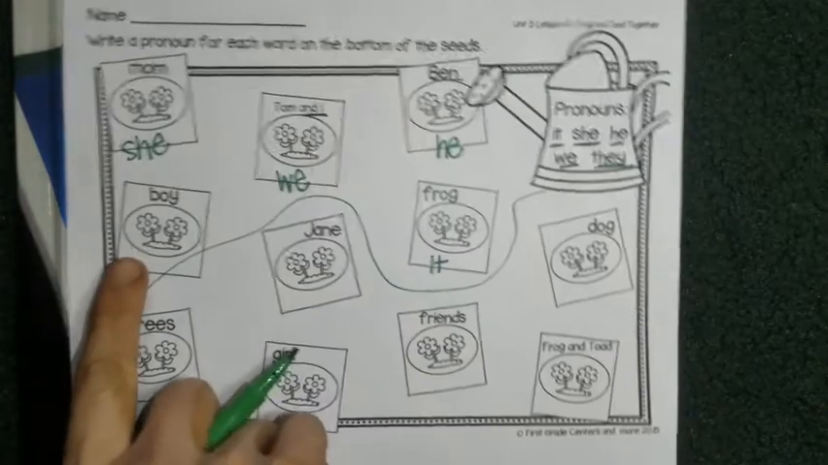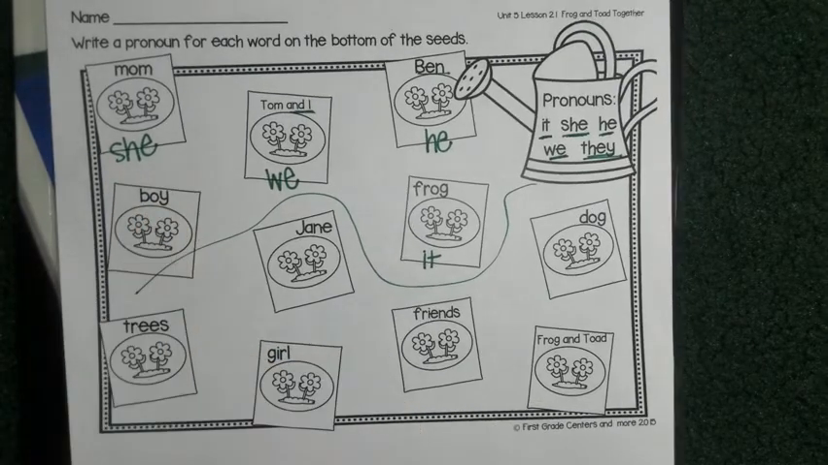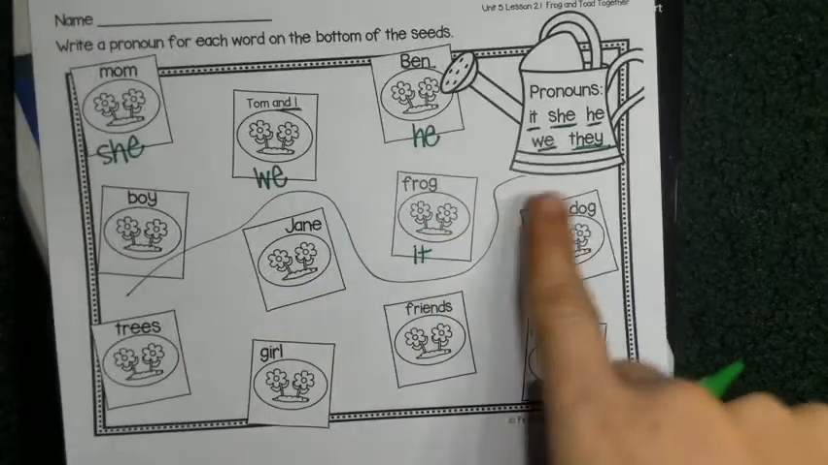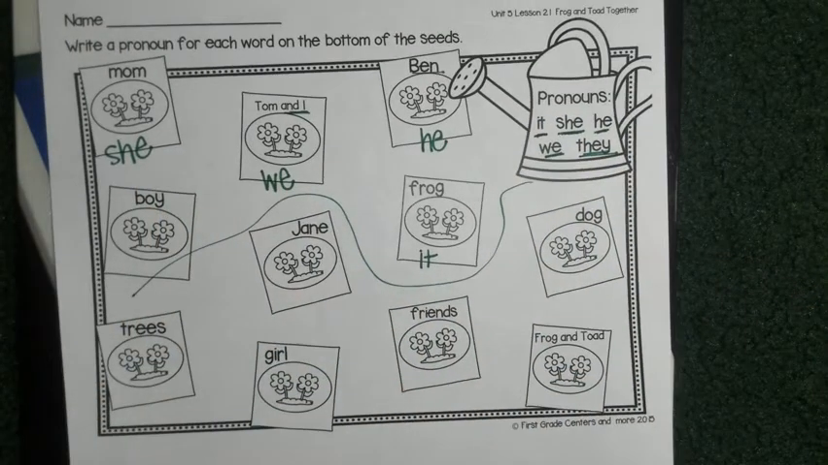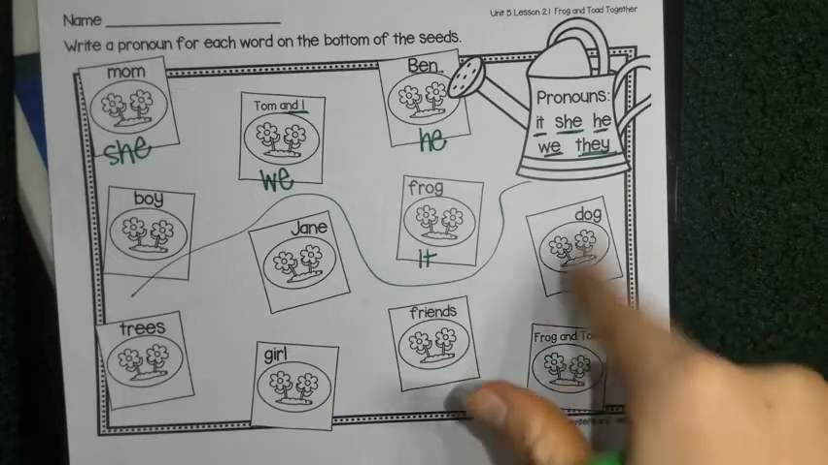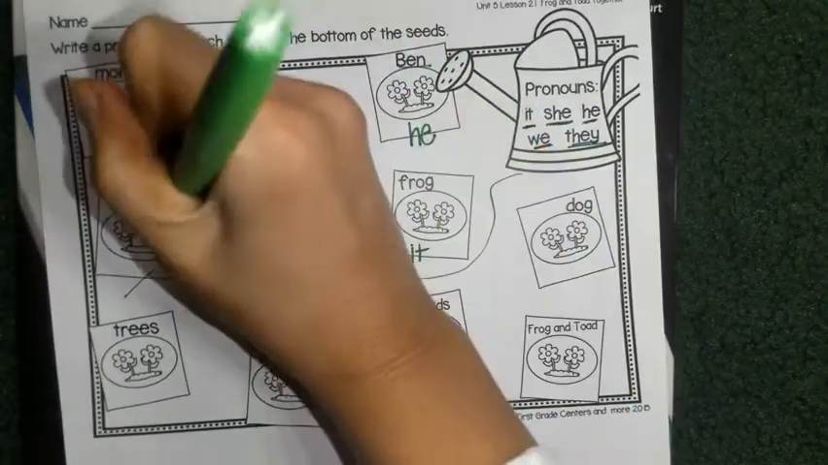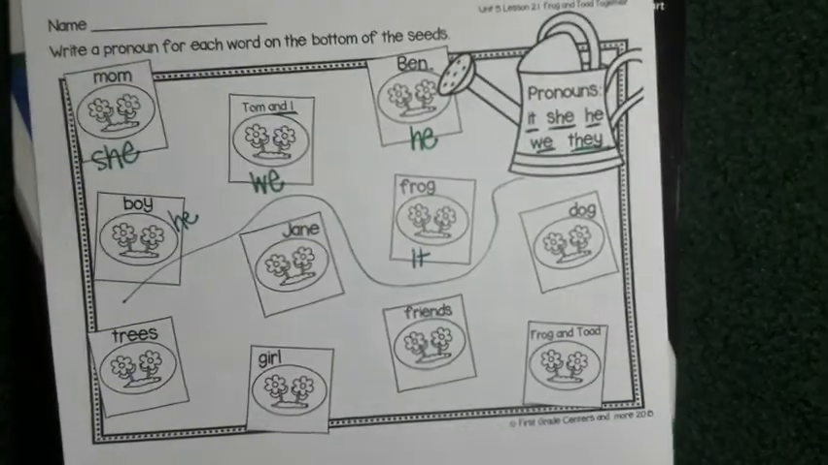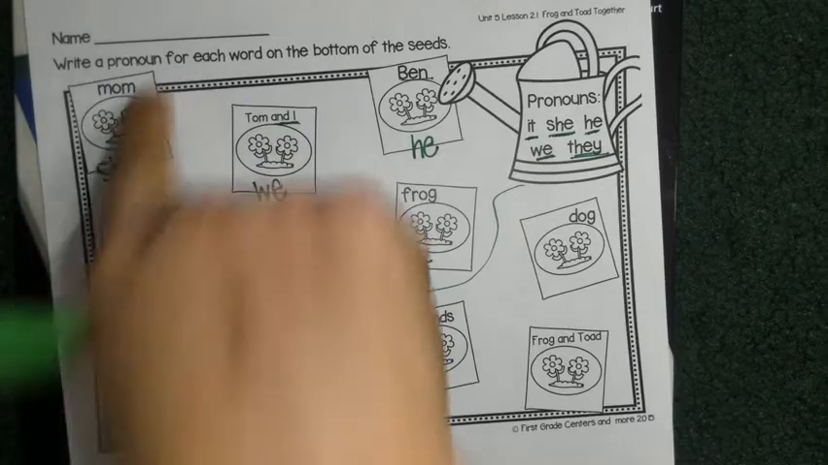Let's do one more, and we'll do boy. So what pronoun am I going to use for boy? What word could I use instead of saying boy? It, she, he, we, or they. If you said "he," you are correct. We use "he" when we're talking about a boy, just like "she" for mom. For a girl we use "she."